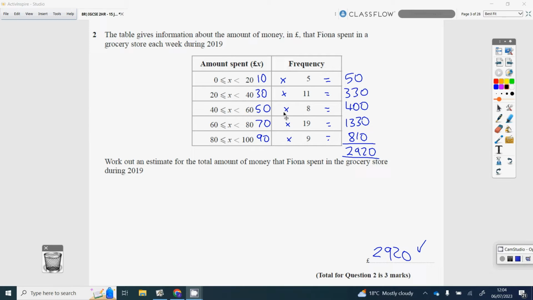So adding up all that money spent, well, 5 times she spent £10, 5 tens are 50. On 11 occasions she spent £30, 11 times 30 is 330, and so on. So carry on doing this cross multiplying, giving you these subtotals here, then add all of that up, and that's 2920. Now that has to be your final answer. Do not be tempted to round this to say 2,900 or 3,000. Okay, when they're referring to estimating, that's to do with this initial assumption we made here. They do not want you rounding your final answer.